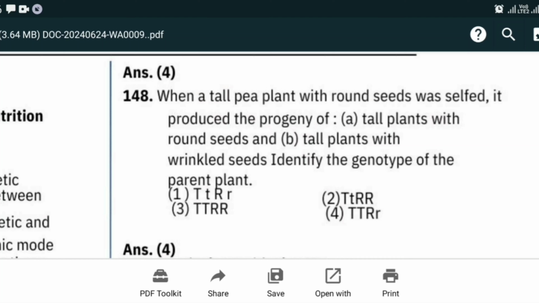Then third option, capital T, capital R. No, capital R capital R is wrong, because round seeds alone are not seen. Wrinkled seeds are also seen in the progeny. So that's why the correct option will be the fourth option. Tallness is in homozygous condition, and wrinkled seeds are present. So that's why round is in heterozygous condition. So the parental combination is the fourth option, capital T capital T, capital R small r.